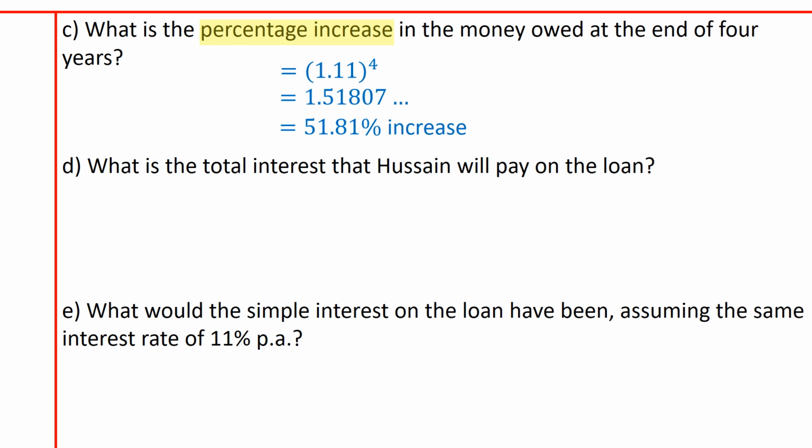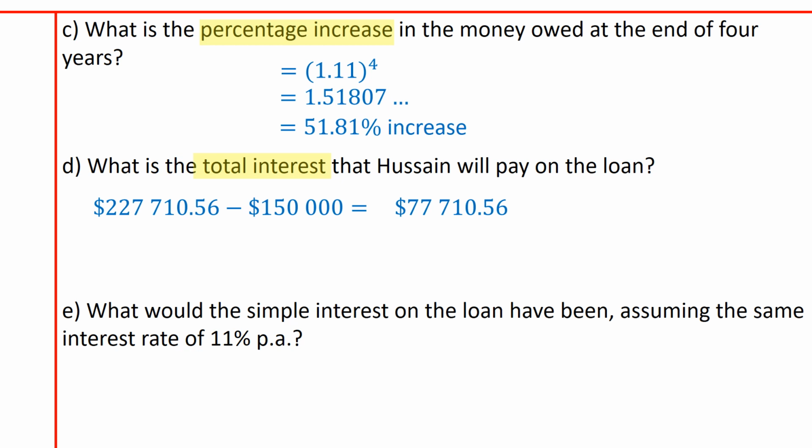Part D says, what is the total interest that Hussein will pay on the loan? So we need to find out how much more he's paying back than what we started with. So he's having to pay back $227,710.56 minus the $150,000 that he's borrowed, which gives us $77,710.56 that he is paying back in interest.